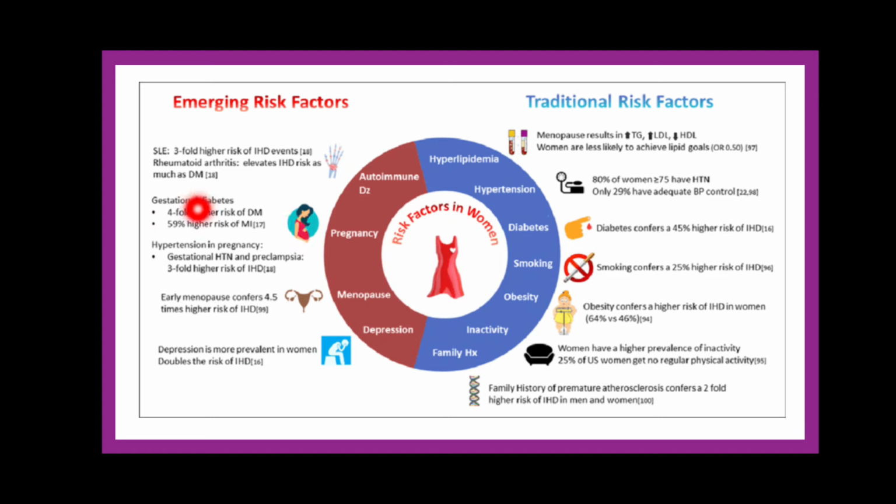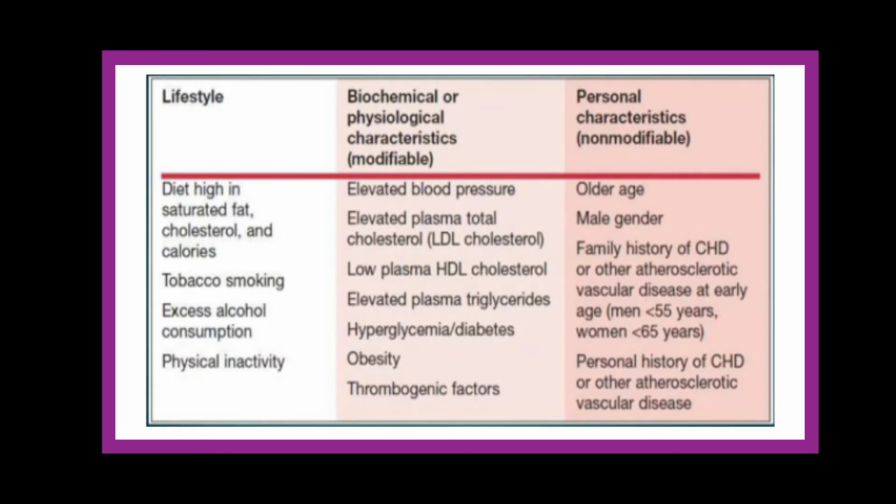In the same way, gestational hypertension, that is hypertension in pregnancy. Again, there is a risk of developing heart disease with gestational diabetes and gestational hypertension, as well as autoimmune disorders, like rheumatoid arthritis, etc. They elevate the risk of heart diseases again, as well as diabetes. So this is the summary wherein we can see the modifiable risk factors and non-modifiable risk factors.